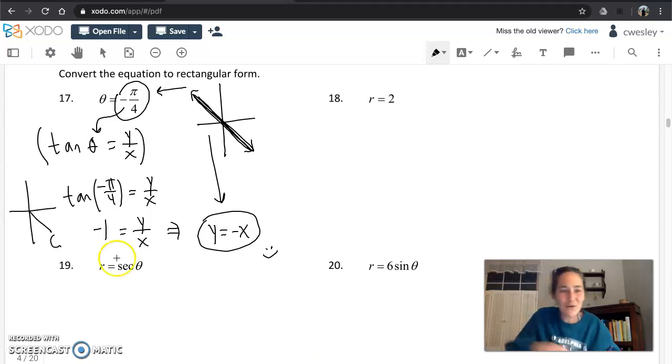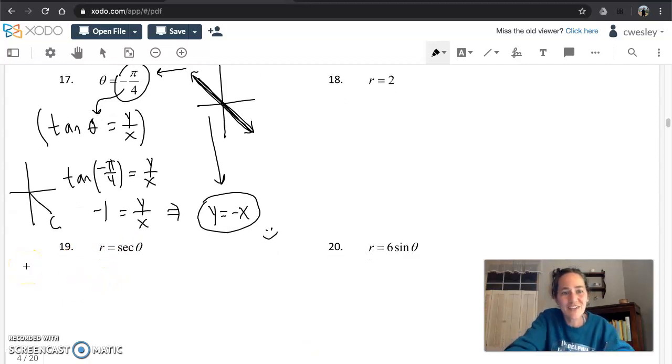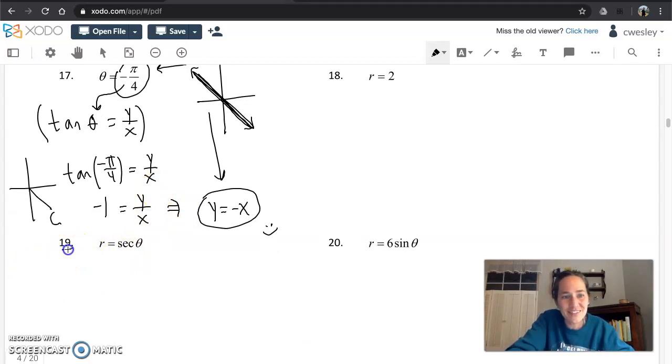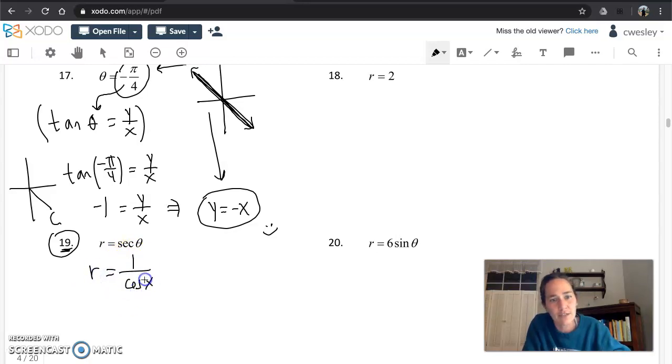One for the road. You know what? Let's pick 19. So 19 says r equals secant of theta. Circle this one. This is a good one to end on. If I think of the 4 conversion facts, this doesn't look like any of them yet because the reciprocal trig functions weren't in any of them. So maybe I can rewrite this so that I have a sine or a cosine or a tangent. Let's go with cosine. R equals 1 over cosine of theta. See how that looks for now.